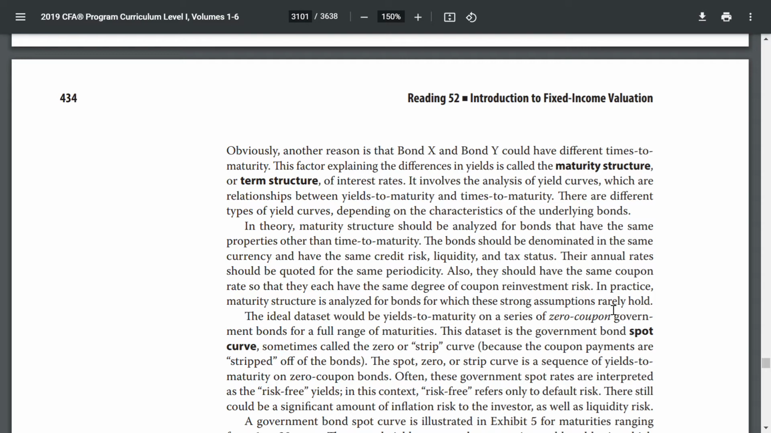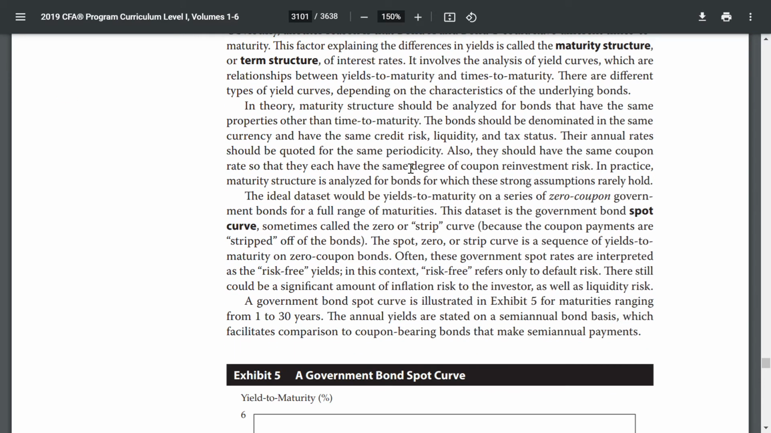The bonds should be denominated in the same currency and have the same credit risk, liquidity, and tax status. Their annual rates should be quoted for the same periodicity. Also, they should have the same coupon rate so that they each have the same degree of coupon reinvestment risk. In practice, maturity structure is analyzed for bonds for which these strong assumptions do not really hold.